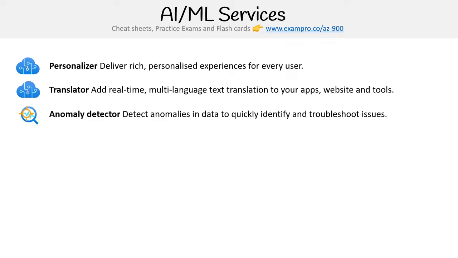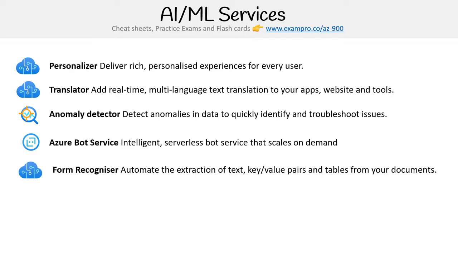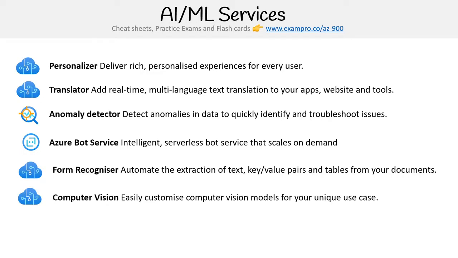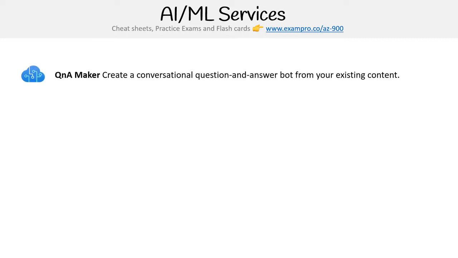You have Anomaly Detector, detects anomalies in data to quickly identify and troubleshoot issues. Azure Bot Service, intelligent serverless bot service that scales on demand. Form Recognizer, automate the extraction of text, key value pairs, and tables from your documents. You have Computer Vision, easily customize computer vision models for unique use cases. Language Understanding, so build natural language understanding into apps, bots, and IoT devices. We have QnA Maker, so create a conversational question and answer bot from your existing content.